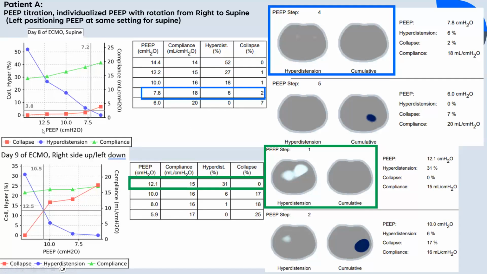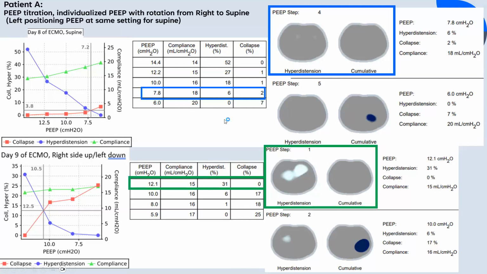So you can see here, orienting you to your graph, you have your collapse in red, you have your hyperdistension in blue, and you have your compliance in green. And so you can see that when these lines intersect, they give you a line of best fit. So our line of best fit here is saying about 7.2. And then when you come over here, we have our quantitative data set. And then I have just whittled down the images, instead of taking up an entire slide by 1 day of PEEP titration. You can see that I have our images here.